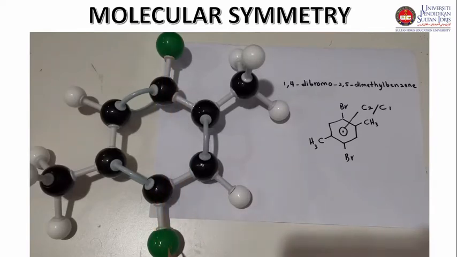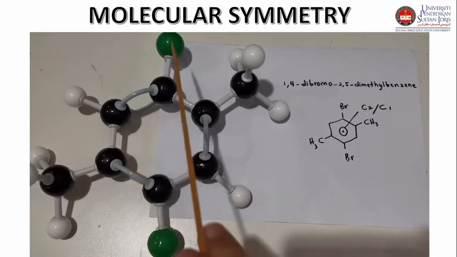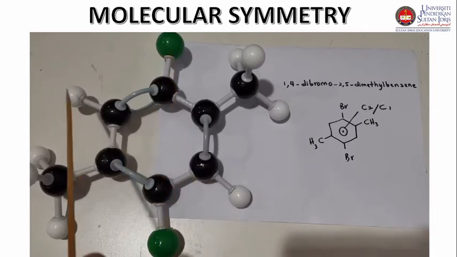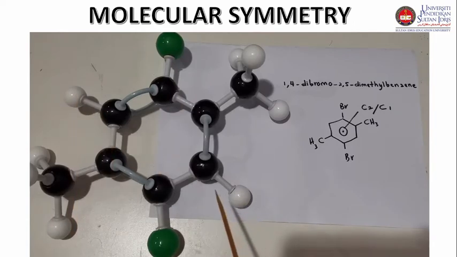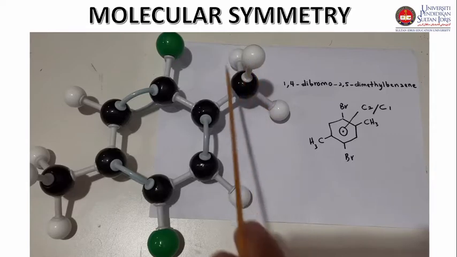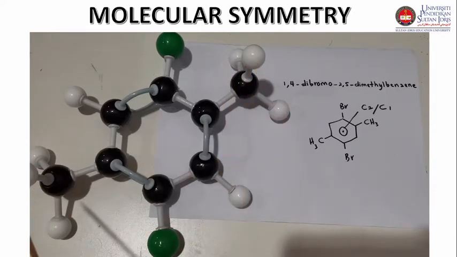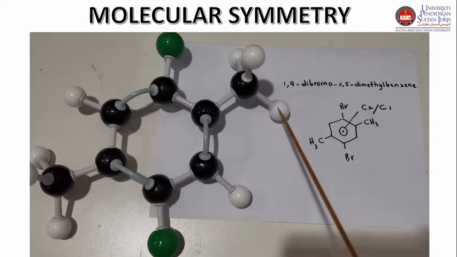This is the bromine and this is another bromine, and this is methyl, this is methyl. The 6 carbon atoms of the benzene ring, both bromine atoms, and these two hydrogen atoms bonded to the benzene ring are all lying in the same plane, but the methyl groups do not lie in the plane.